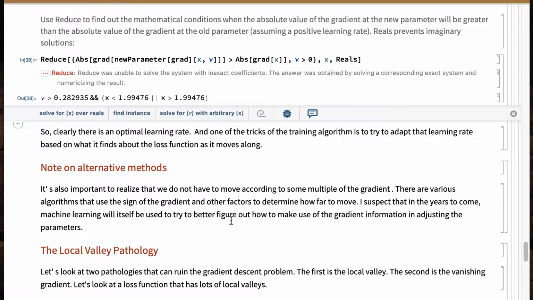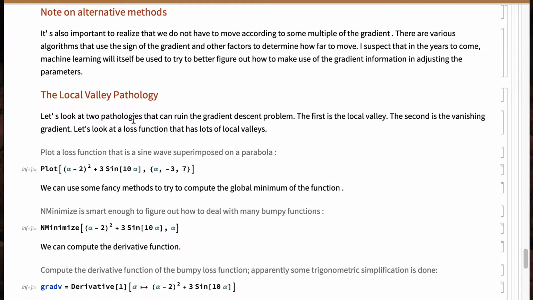And so what this is telling us is that there is some optimal learning rate that results in the system not blowing up, but also getting there swiftly. And an awful lot of the effort of advanced neural network training is trying to figure out what that optimal learning rate is, and potentially adapting those initial guesses based on what it finds about the loss function as training proceeds.